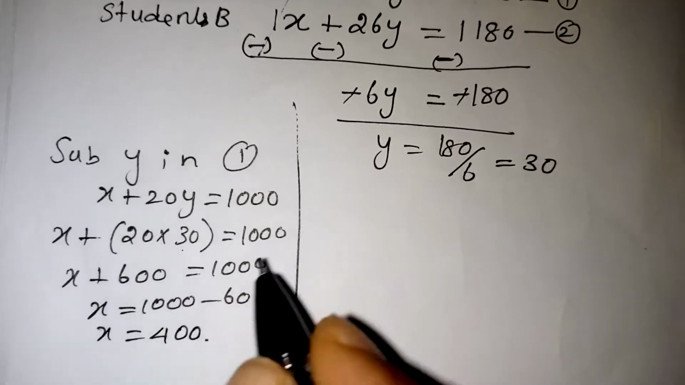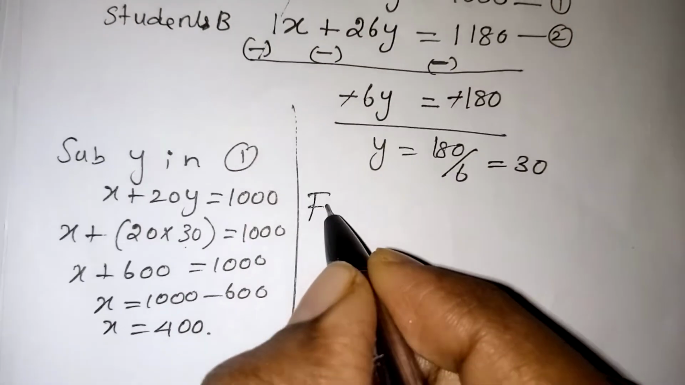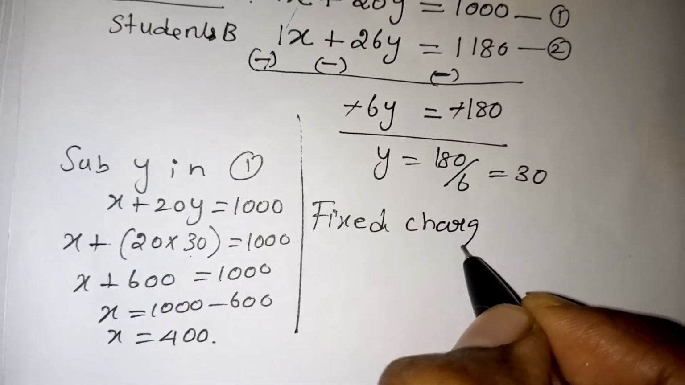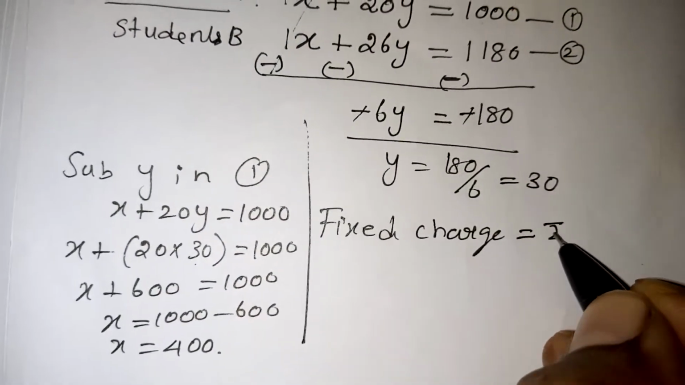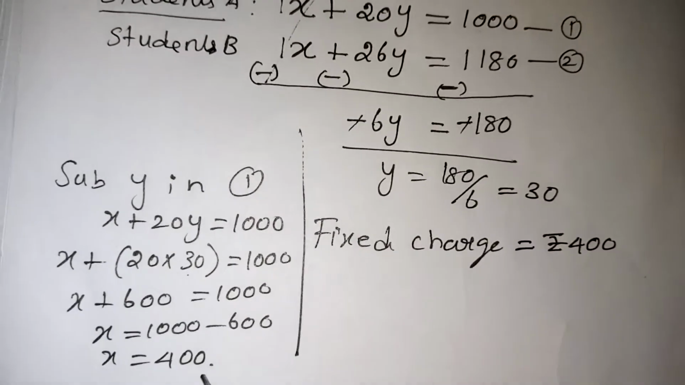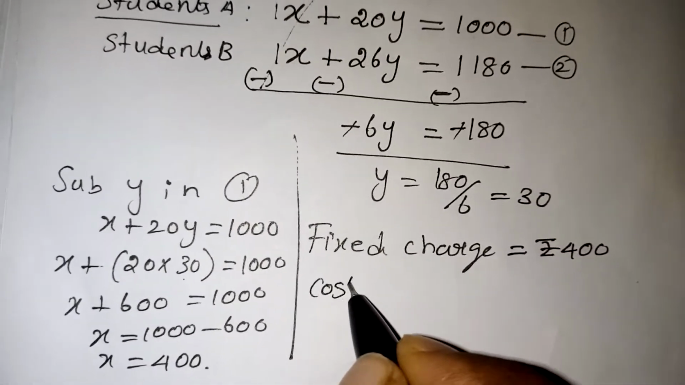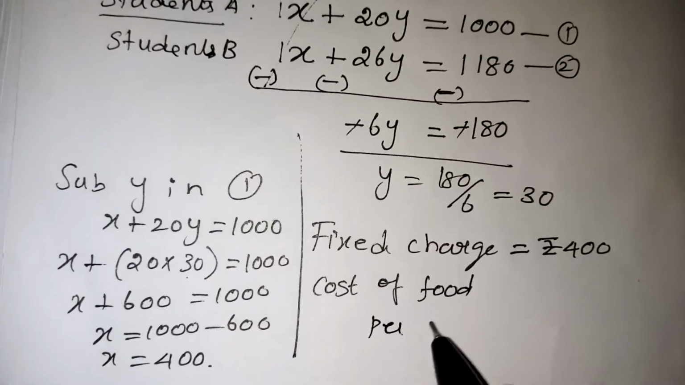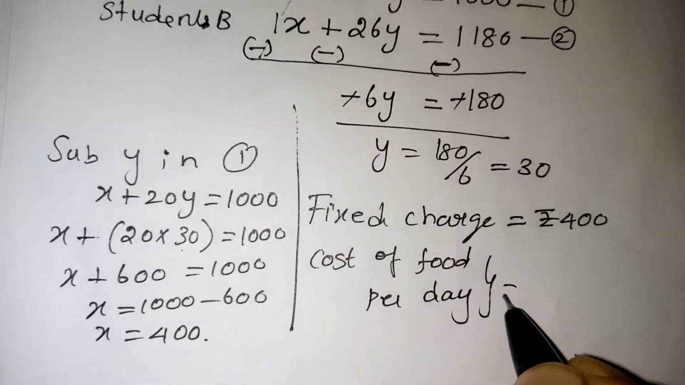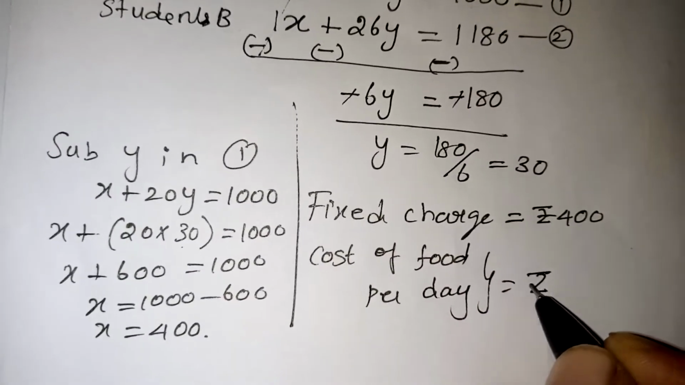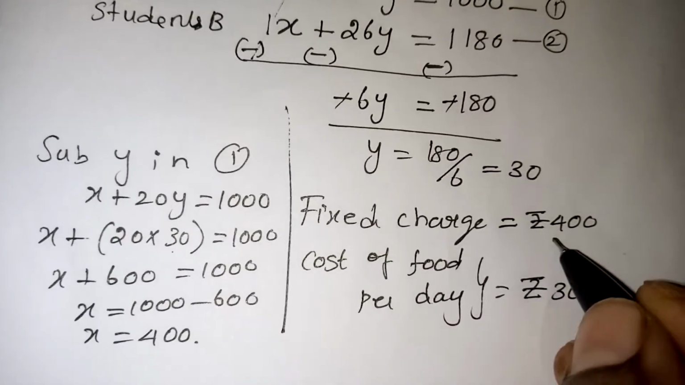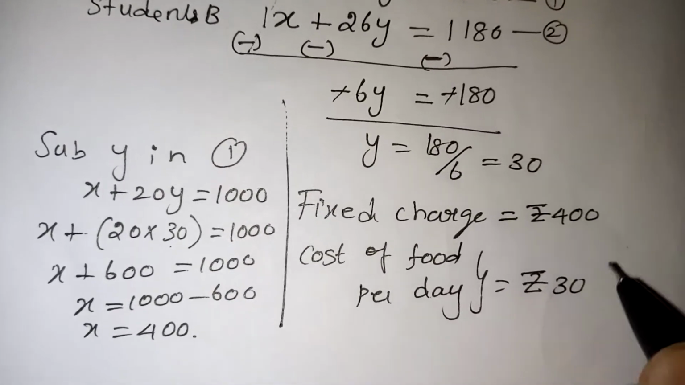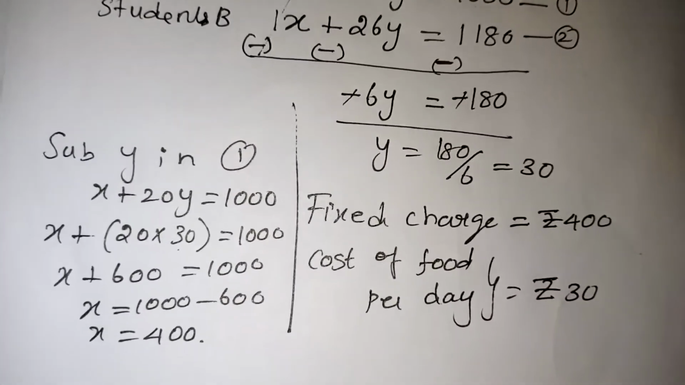So x is nothing but the fixed charge. So the fixed charge of the hostel is rupees 400. That is our x value. And cost per day, cost of food per day, that we have taken as y. That y value also we have found here, that is 30 rupees. So everybody should pay 400 rupees without fail. This 30 rupees one has taken the food, that we have to pay. That is your correct answer for this problem.